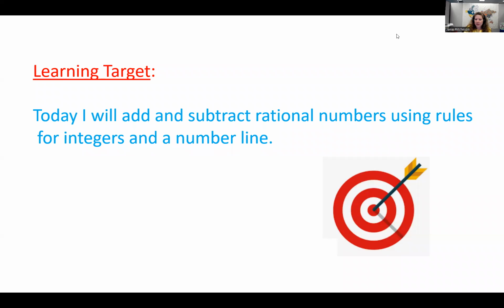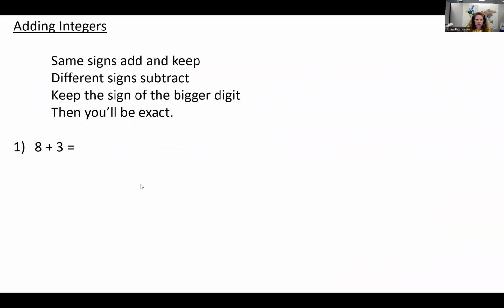Good morning, guys. I just wanted to give you a little bit more support on adding and subtracting rational numbers.